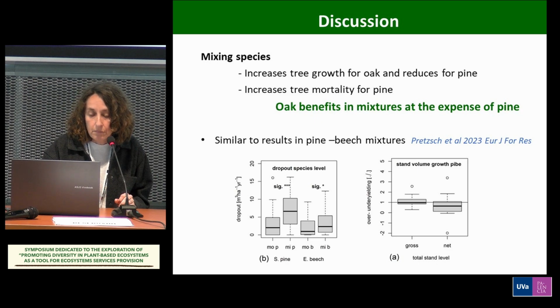And it has some impact on over-yielding, because we found that in this mixture of pine and beech there was over-yielding, but if we analyze the net growth, that is, if we remove the mortality from the productivity, in this case there was under-yielding.